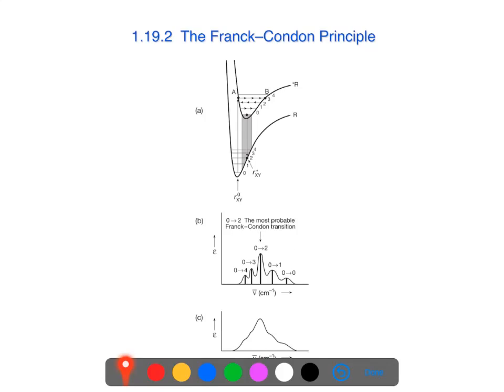In addition, we can also apply the Franck-Condon principle for emission spectra. We see in this example, where again the excited state minima is slightly shifted with respect to the ground state minima, that the most probable transition will occur from the 0th vibrational level of your excited state minima and the 2nd level of the ground state minima. So in a similar way to what we just saw, the most intense transition will be found between the 0th and the 2nd, and transitions to lower vibrational levels or higher vibrational levels in the ground state will be less intense.